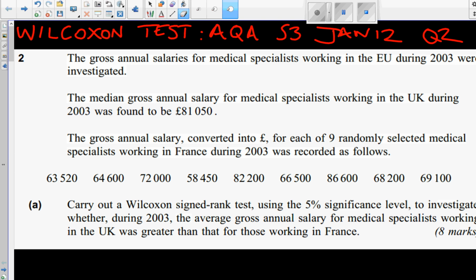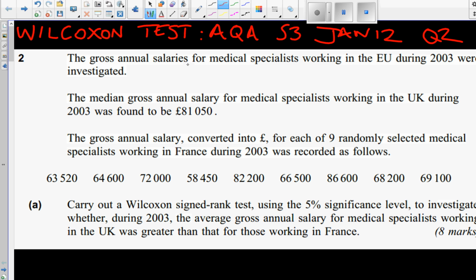This is a video recording of applying the Wilcoxon test. I'm going to use the AQA S3 January 2012 question 2 as an example. Let's start by reading the question and highlighting the key points. And you should underline these when you're doing the question.